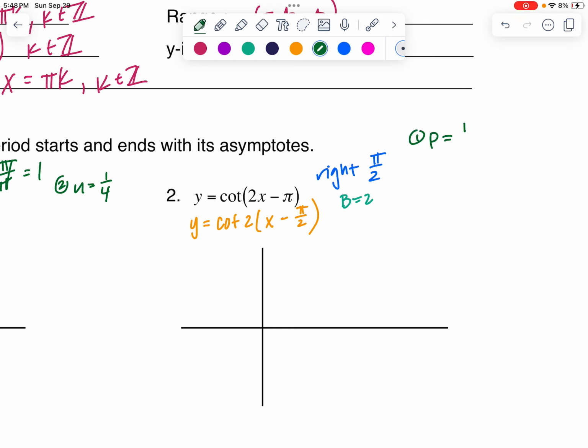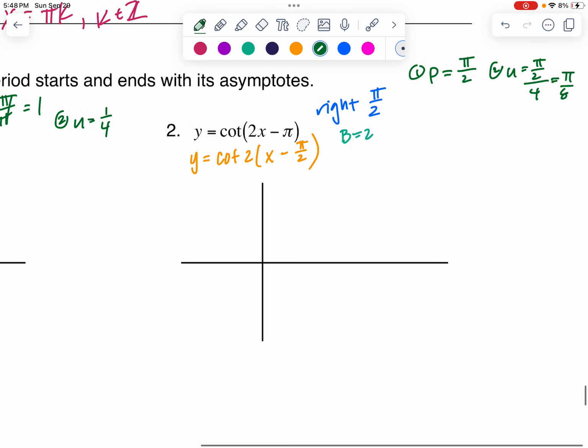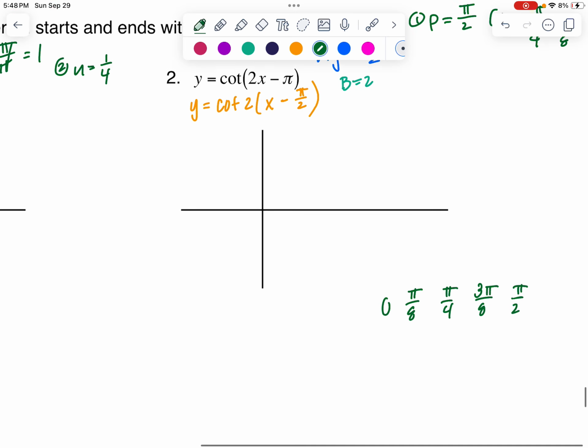Again, it's the same pattern. It's going to be pi over 2. Then my units is going to be pi over 2 divided by 4, which gives me a pi over 8. Okay, so I'm going to go ahead and write the units down here. I have 0, pi over 8, pi over 4, 3 pi over 8, and then we have a pi over 2. We're going to add pi over 2 to everything.